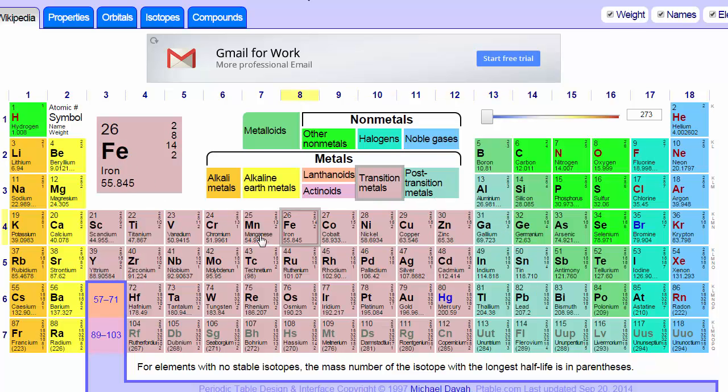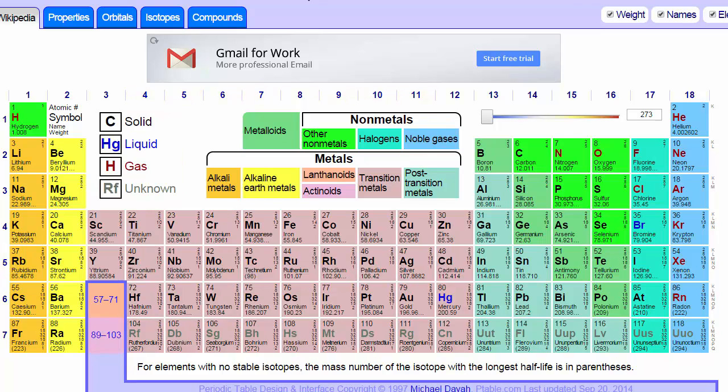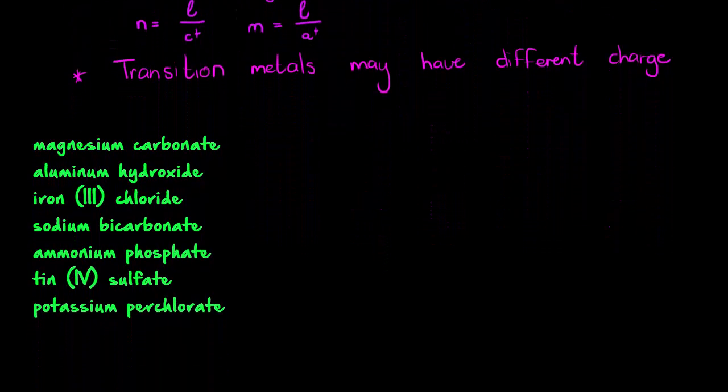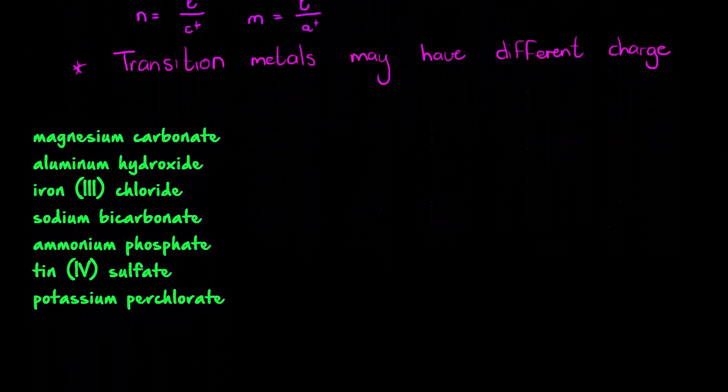Just to show you on the periodic table, these are the transition metals. The transition metals are all these ones, so their charges have to be given to you. If we have to write the formula, they have to tell us what the charge is, and in the examples we'll see how they give those charges. Okay, but let's get started with getting the formulas for these compounds.